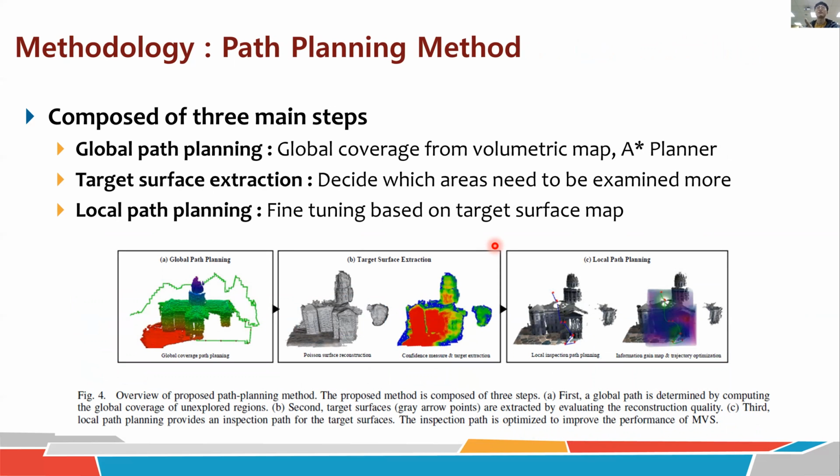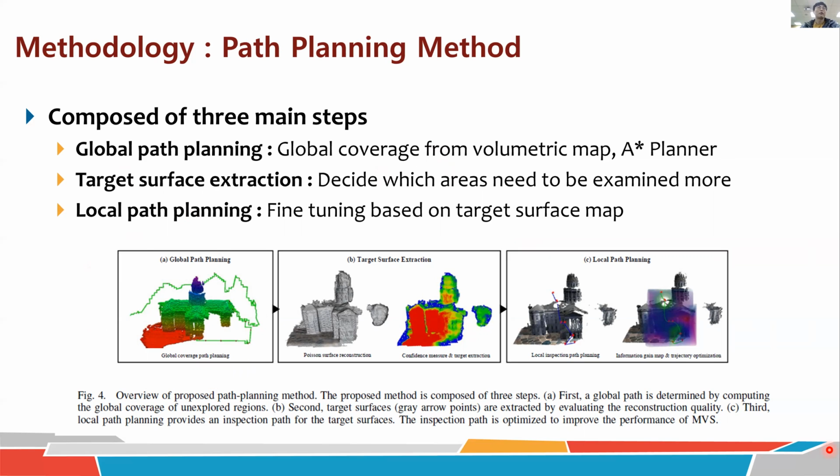So similar to the multi-view stereo module, path planning can be categorized into three steps. First, the global path planning. Firstly, a global path is generated based on the coverage computed from the volumetric map. The goal here is to maximize the coverage of the unexplored region. For each cluster of volume, representative points are selected, and the A-star planner is used to calculate the minimum Euclidean distances to formulate a global path.